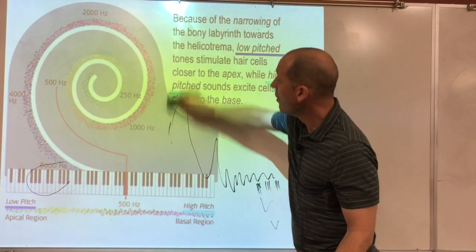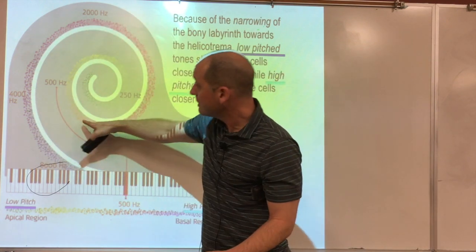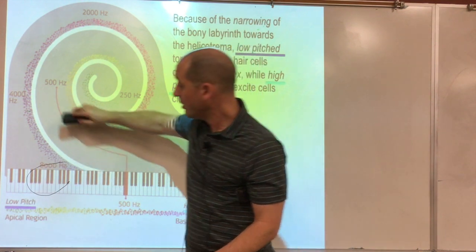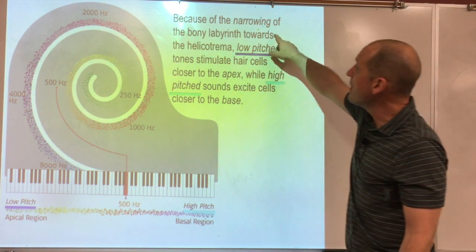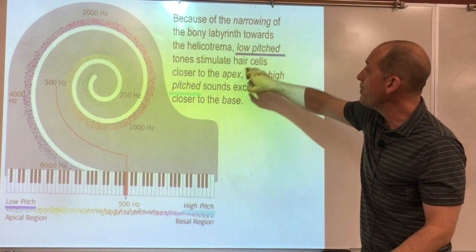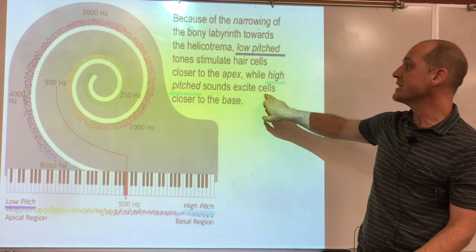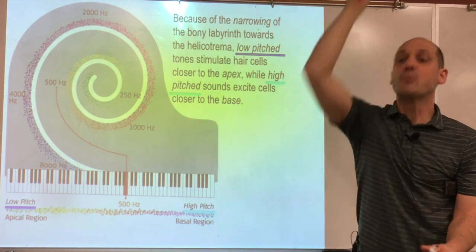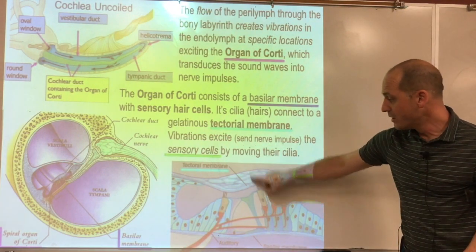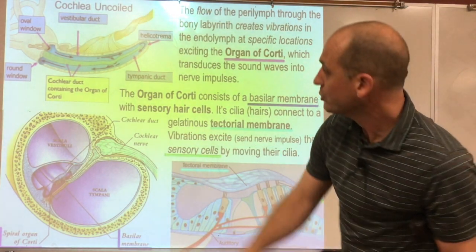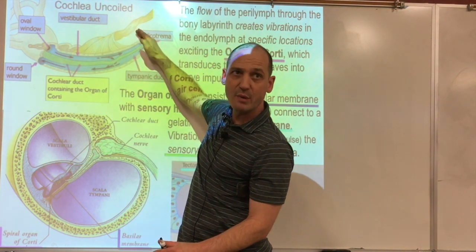It's just a matter of where along the round cochlea that vibration crosses over through the membrane, where the hairs get bent. Because we have a narrowing of the bony labyrinth towards the end, low-pitched tones stimulate hair cells closer to the apex, while higher-pitched sounds excite cells closer to the base. So the higher-pitched sounds cross over to this membrane and bend those hairs further towards the base of the cochlea, and the lower-pitched sound towards the apex.